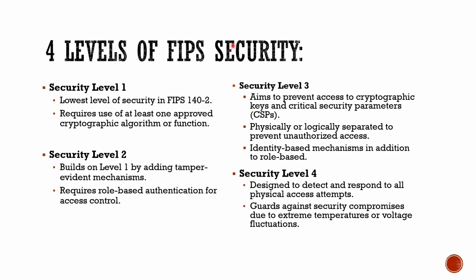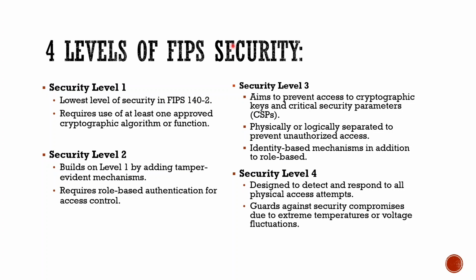Moving on, there are 4 levels of FIPS security that are mentioned in the document. With each level, the security increases. The lowest one provides the lowest security, and the highest level provides the highest level of security. Let's go through level 1. Level 1 is the lowest level of security in FIPS 140-2.